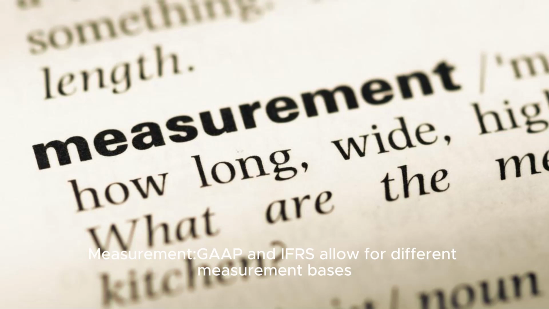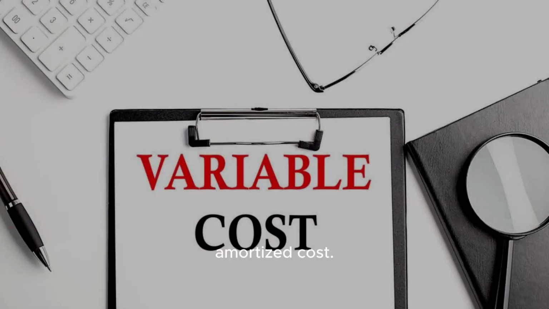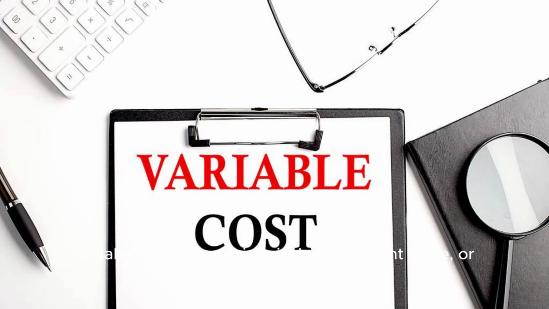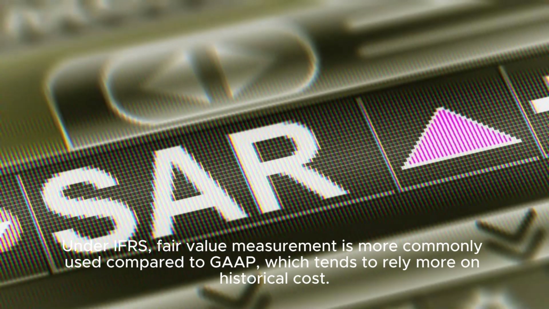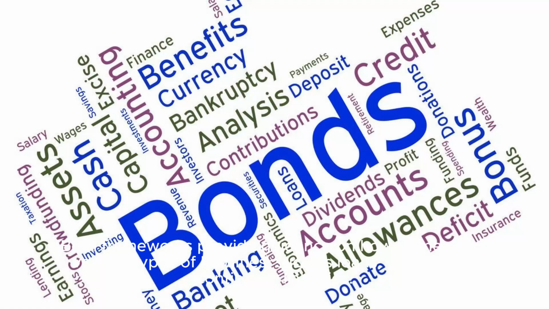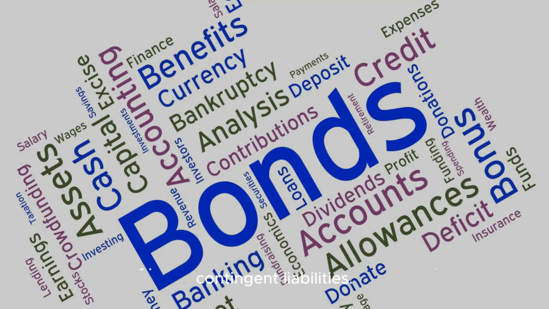Measurement. GAAP and IFRS allow for different measurement bases for liabilities, such as historical cost, current value, or amortized cost. Under IFRS, fair value measurement is more commonly used compared to GAAP, which tends to rely more on historical cost. Both frameworks provide guidance on how to measure various types of liabilities, such as loans, bonds, and contingent liabilities.